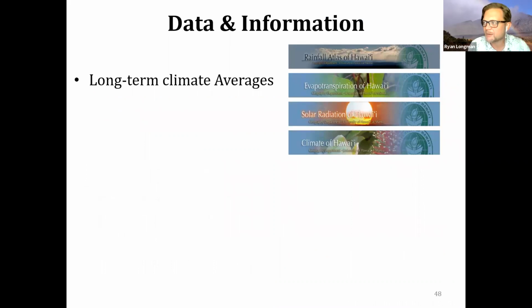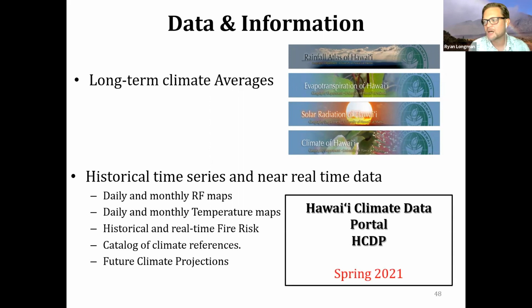So I'm going to try to wrap things up. That's what I'll talk about: data and information. So I mentioned the rainfall atlas. We also have these other atlases out here that can give you interactive maps on different climate variables. Coming in the spring will be the launch of the Hawaii Climate Data Portal. And this is going to have daily and monthly rainfall maps, daily and monthly temperature maps, real-time fire risk, a catalog of climate references that you'll be able to tap into to support your management activities, and potentially some future climate projections there as well.